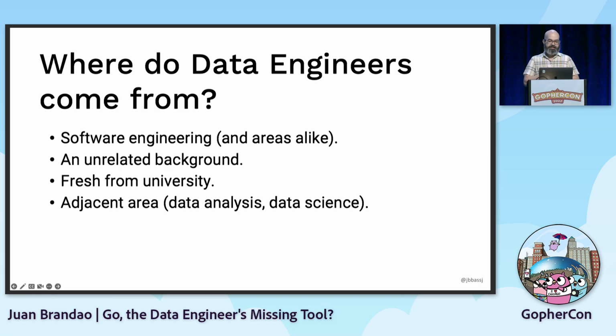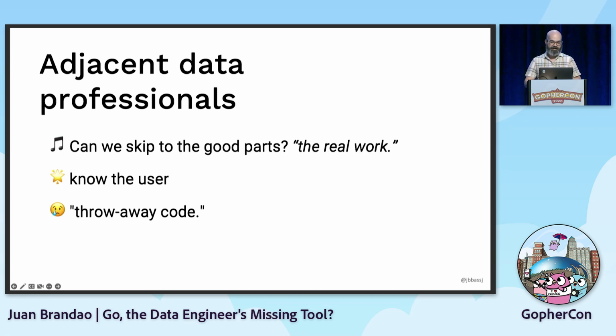With this, data engineers may come from different backgrounds. Some may transition from software engineering. They may come from an unrelated background. They may come fresh from university or transition from an adjacent area like data analysis or data science, as I did. Given the high demand for these roles, it's pretty common for data analysts and data scientists to transition into it.